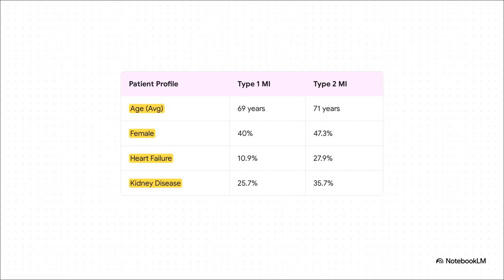And as you can see, the kind of patient who gets a type 2 MI often looks a little different. They tend to be a bit older, and they're way more likely to have other serious medical problems going on, like heart failure or kidney disease. So when you see a troponin bump in a really sick patient, you have to ask yourself, is this a new clot, or is their heart just struggling under the strain of everything else?